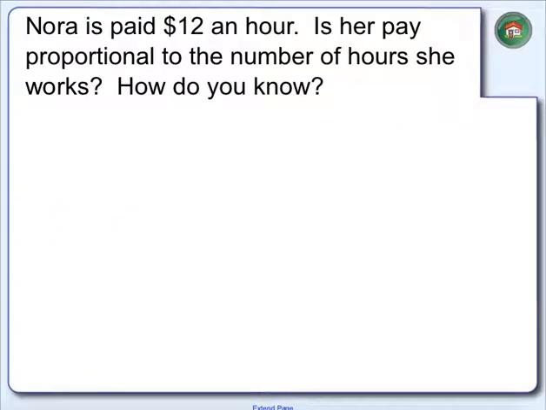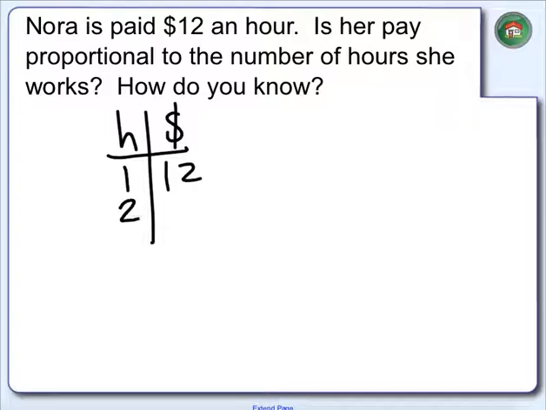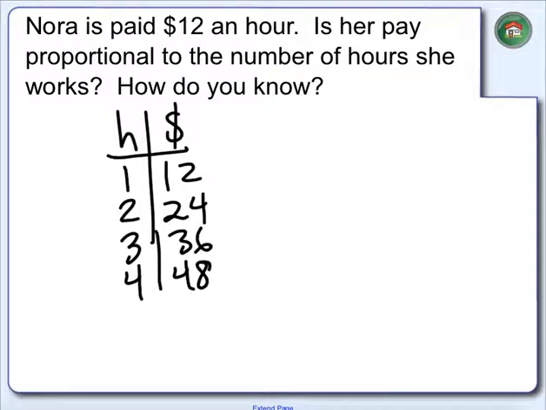Now, let's look at a word problem and decide, is this proportional? So Nora is paid $12 an hour. Is her pay proportional to the number of hours she works? How do you know? Well, let's figure out some different hour amounts and dollar amounts. So if she works for an hour, she gets $12. 2 hours is $24. 3 hours is 36, 4 is 48, and so on.